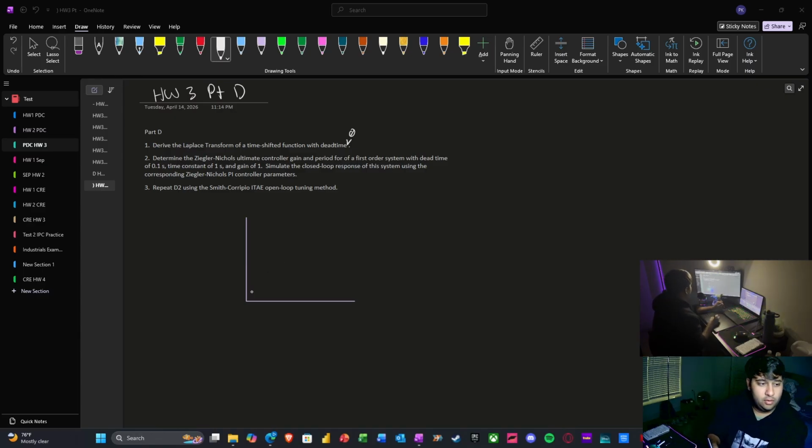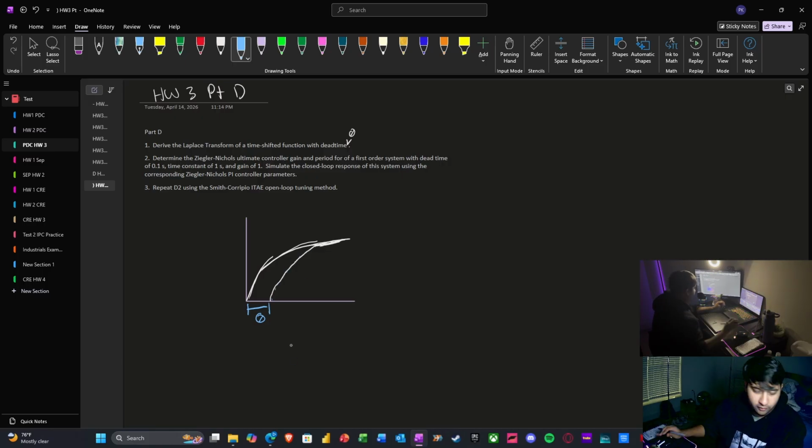So first we're going to start by drawing this graph. In terms of our time-shifted function, we're going to draw another chart which kind of converges, and what this represents is the dead time. The distance between them is theta, but this line right here is the dead time that we're referring to.